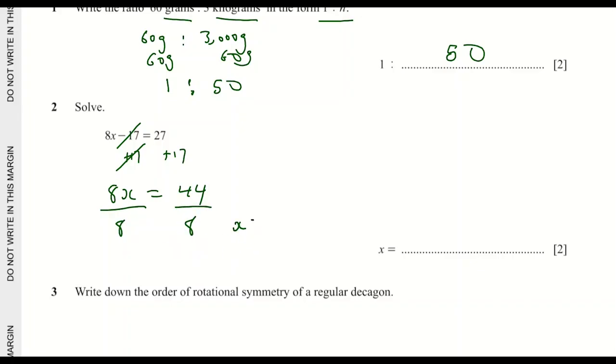So x equals 5 whole 4 over 8. And you could go further to simplify 4 out of 8. So that will be 5 whole 1 out of 2. So this will be the final answer.